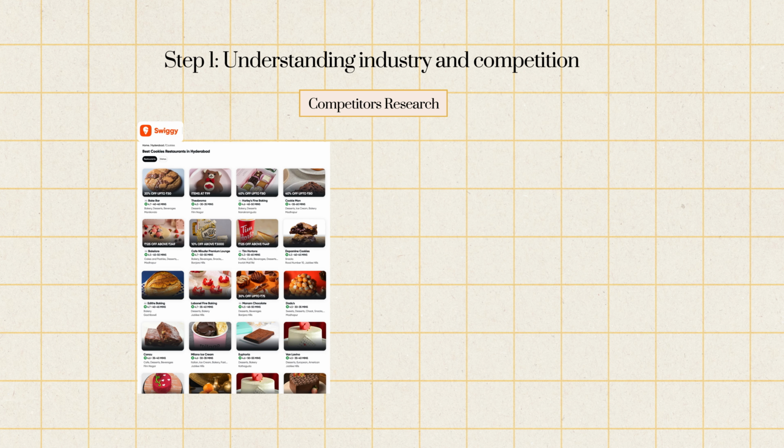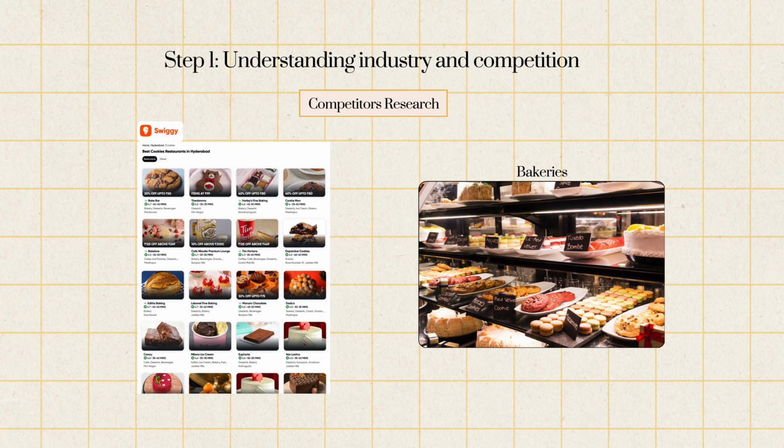To get deeper insights, she explored top bakeries that offer cookies on Swiggy and Zomato. She checked their ratings, customer reviews, and menu offerings to understand customer preferences. Finally, she discovered that most bakeries serve cookies as part of their menu, but there are also brands that specialize only in cookies. This insight helped her understand the competition.